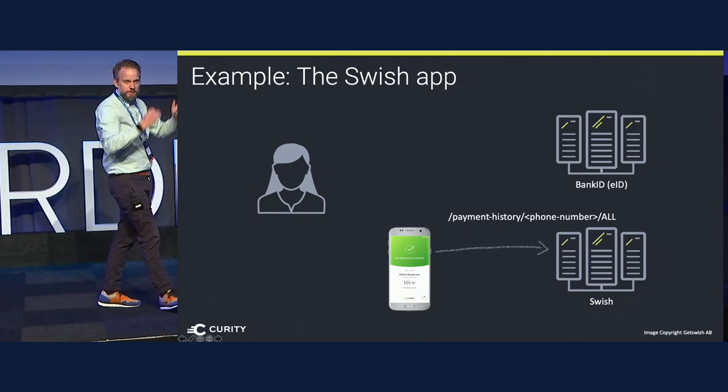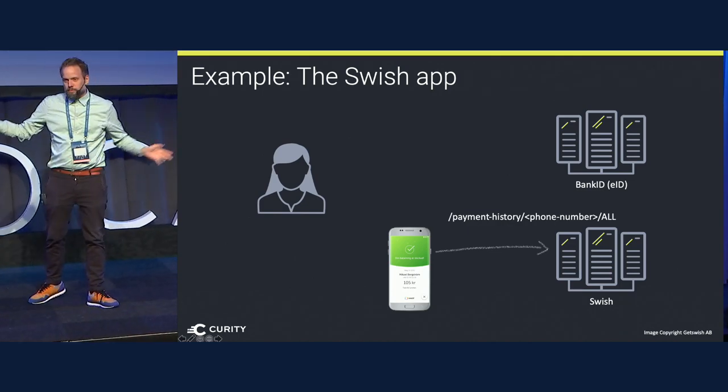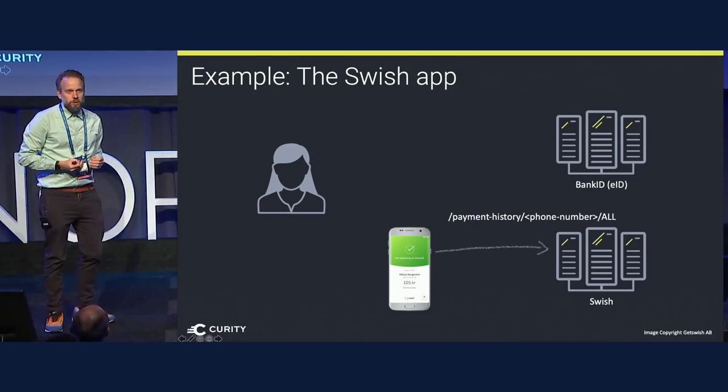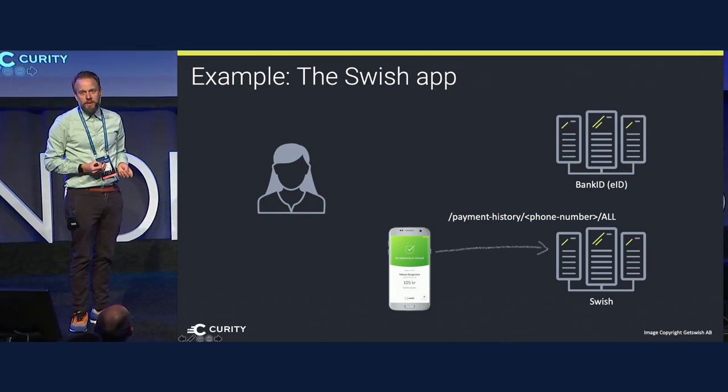Even though we built all this nice infrastructure, all these tokens going back and forth, pinned certificates, everything around it, and then we have this API call where we built identity directly into the API.